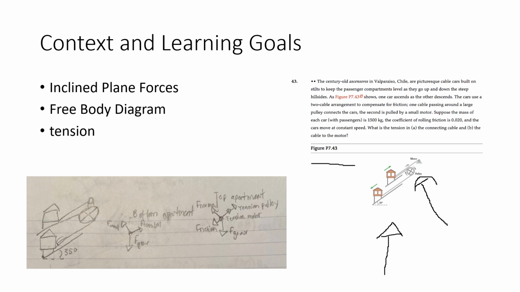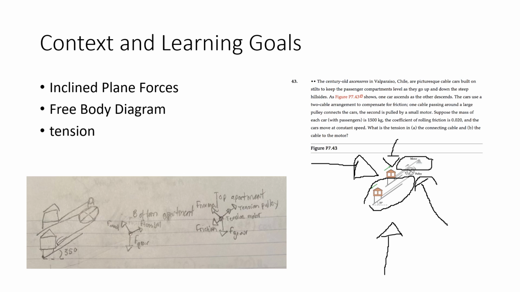And up top on here, there's another apartment where this tension from this first apartment is helping pull it up along with this little motor here. And these two things make it move up at constant velocity, meaning that there's no net force. And this is going to be going against a component of gravity that's pulling this little house down, and also the component of friction going against it.